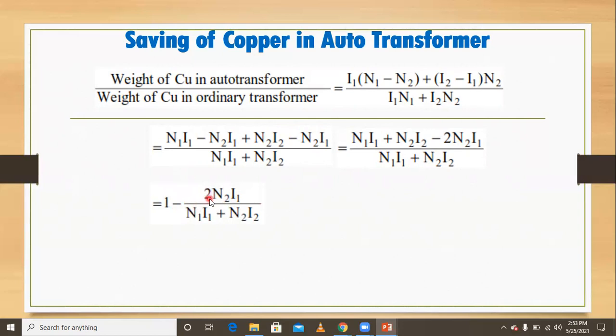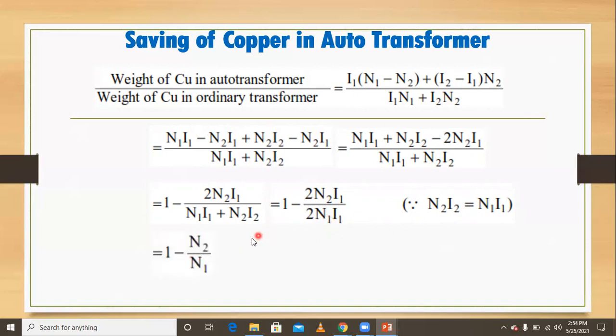We get 1 minus 2 times N2 I1 divided by N1 I1 plus N2 I2. Separating these terms, N1 I1 and N2 I2 cancel each other. So 1 minus 2 times N2 I1 divided by 2 times N1 I1, because N2 I2 is equal to N1 I1.